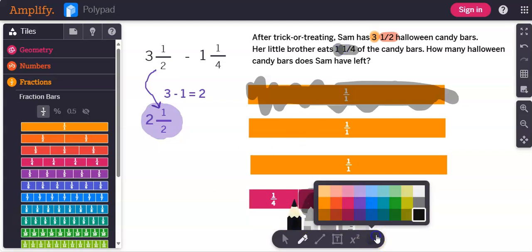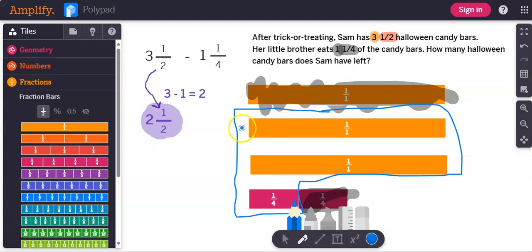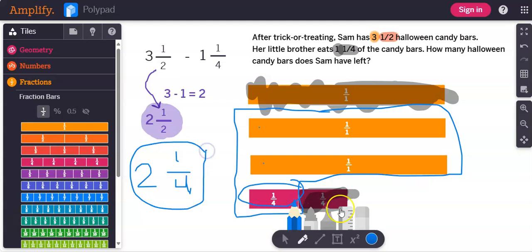Now we need to look at the candy bars we have left. So we see that we have our 2 whole candy bars, followed by this 1/4 of a candy bar. So we can say we have 1, 2, and then 1/4 candy bars left. So after solving our problem, 3 1/2 minus 1 1/4, we can see that Sam has 2 1/4 candy bars left after her brother eats them.